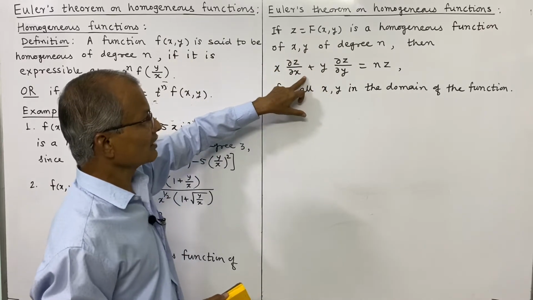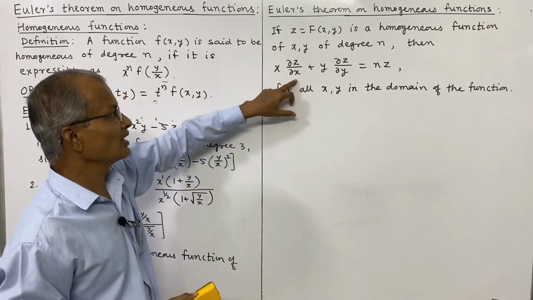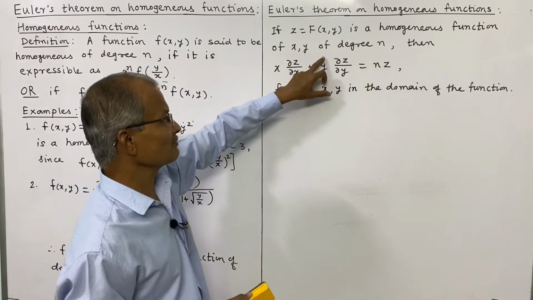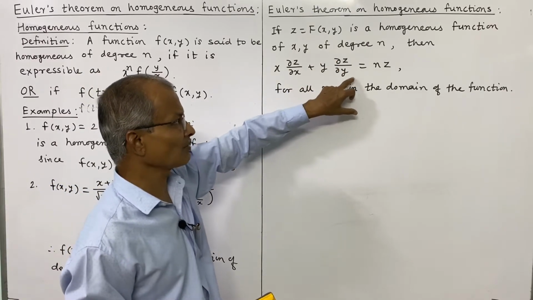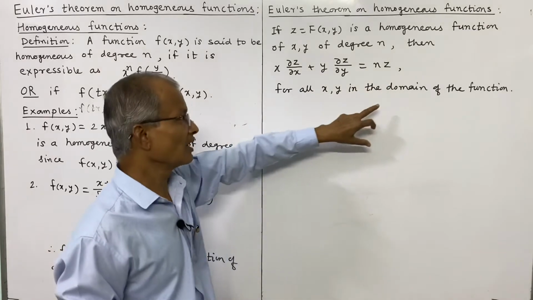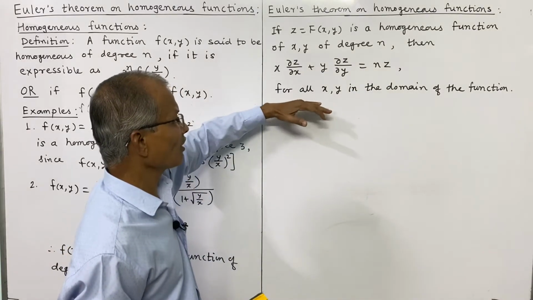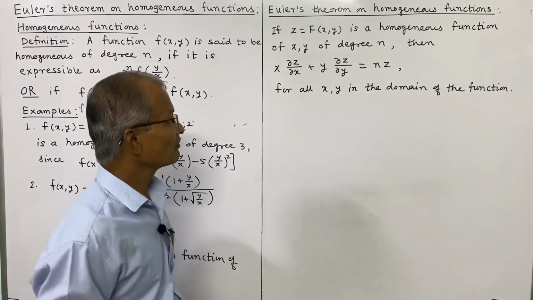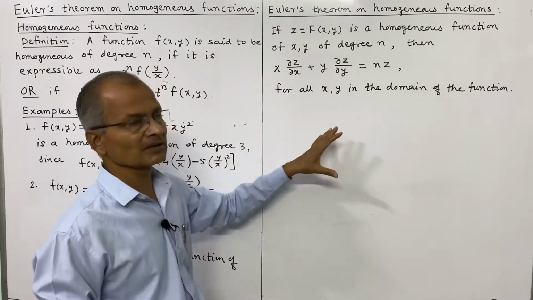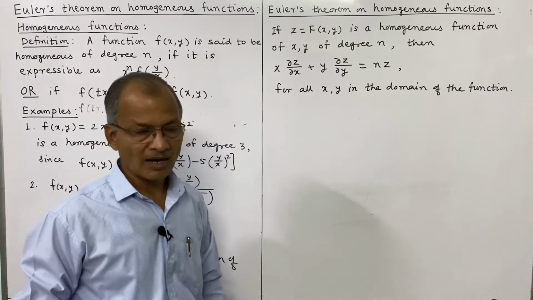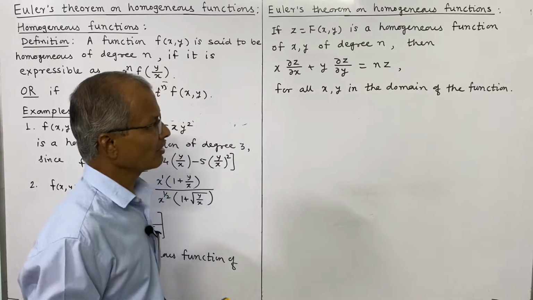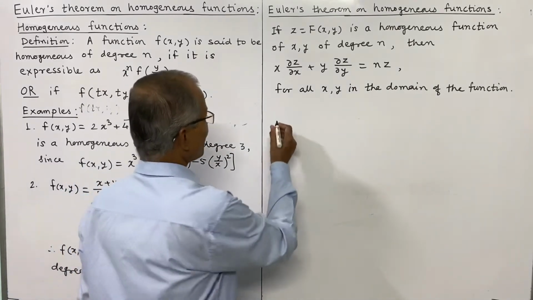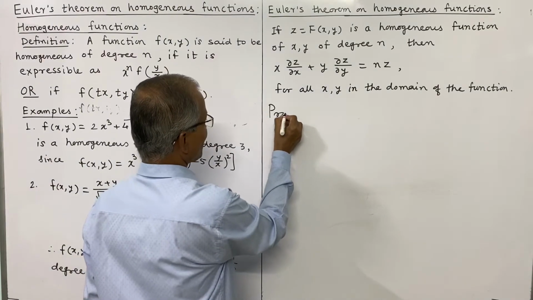Then the result is x into the partial derivative of z with respect to x plus y into the partial derivative of z with respect to y is equal to nz, where this is true for all x, y in the domain of the function. The function takes values from a certain set, that set is called the domain, and x, y are in the domain of the function. Now we prove the result.